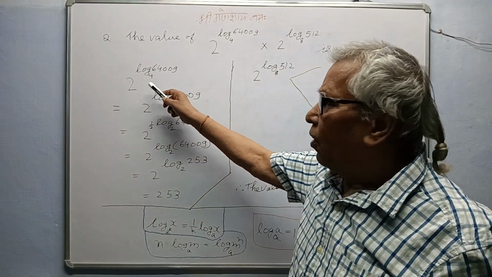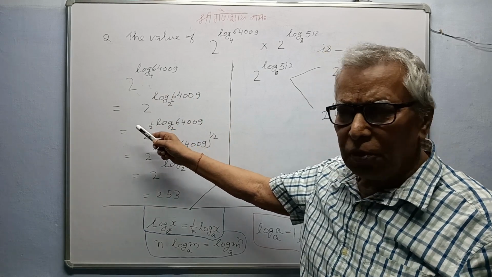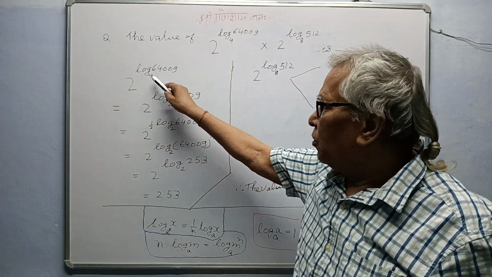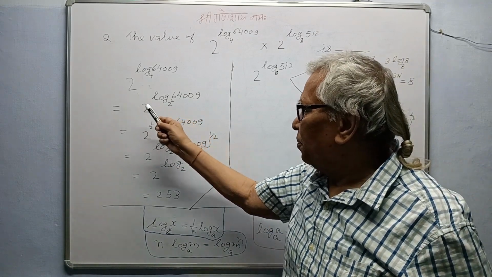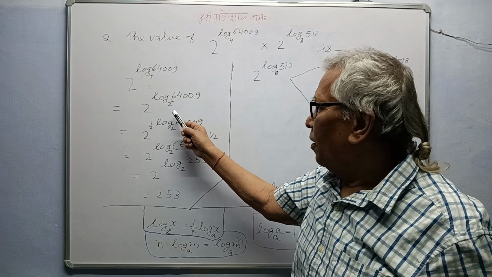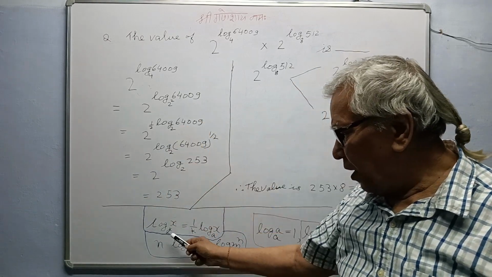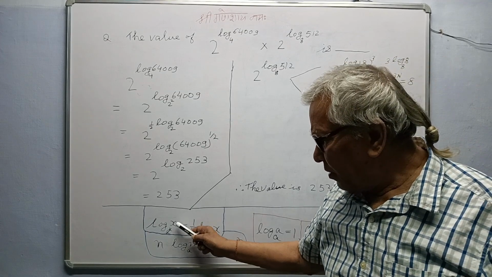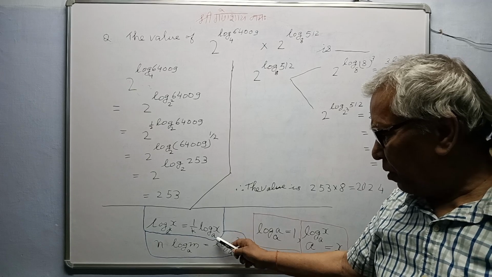2 to the power log 64,009 to the base 4. This is equal to 2 to the power log 64,009 to the base 2 squared. Why do we do this? This base is 2, therefore 2 squared. So this is equal to 2 to the power, using this formula, log x to the base a to the power k is equal to 1 by k log x to the base a.